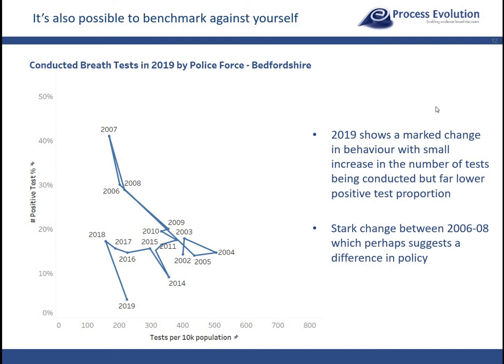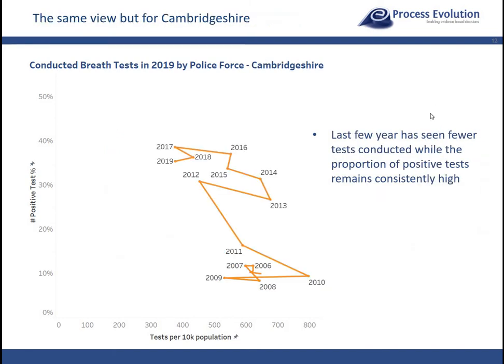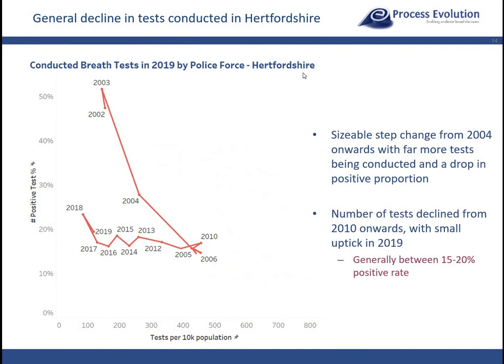So that's the picture for Bedfordshire. But if we look at Cambridgeshire, we see a very different picture. Cambridgeshire has fewer tests. It's a reducing number of tests. But the positive test percentage has remained relatively consistent across the last 5 or 6 years. And just to complete the picture, we've done Bedfordshire, Cambridgeshire, and now on to Hertfordshire, BCH. We see a similar trend to Cambridgeshire in the sense of a reducing number of tests, but the positive rate has remained fairly consistent over the past 8 years, generally between 15 and 20%.